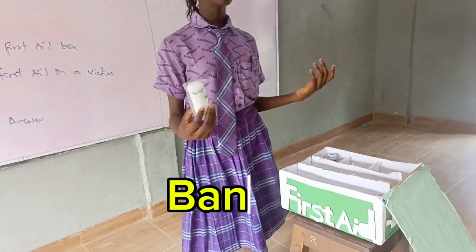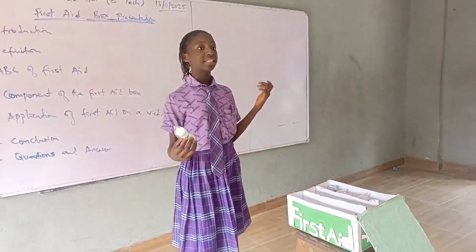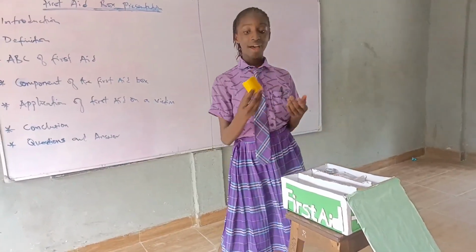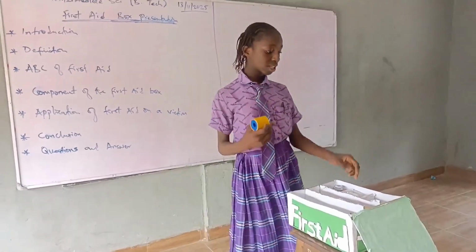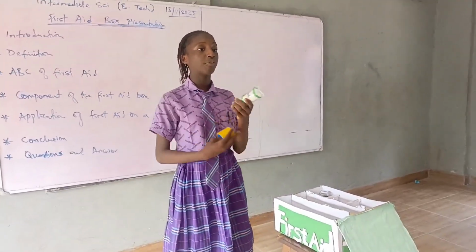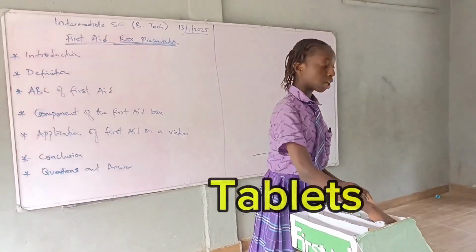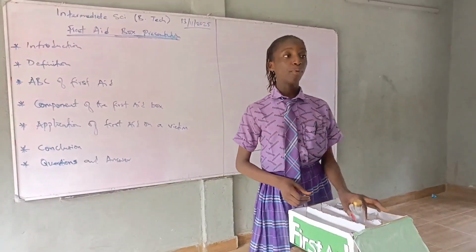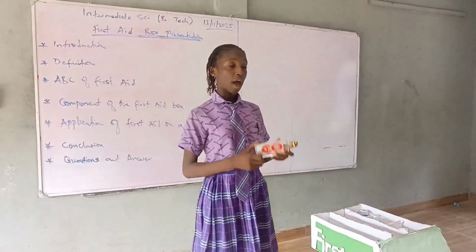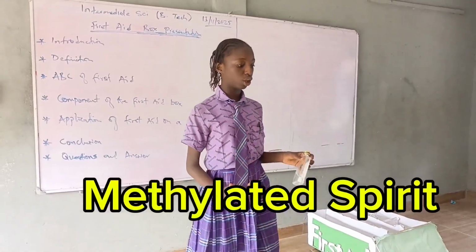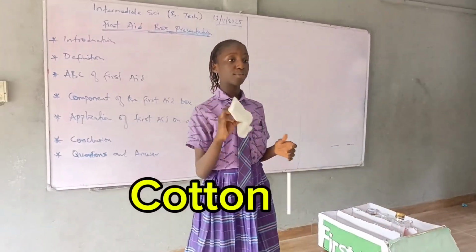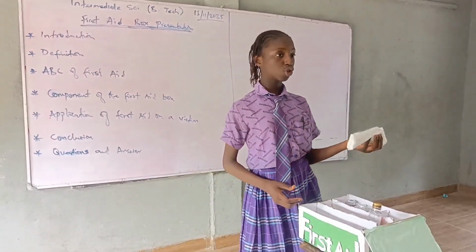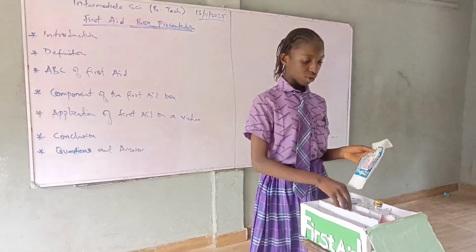We have the bandage. It is used for applying to fractures, cuts and broken limbs. We have the plaster. It's also like a bandage, but it is used for covering open wounds. We have tablets, which a victim can also take in case of any first aid problem. We also have methylated spirit. This is used for cleaning wounds. We have cotton bud. It is an absorbent material used for cleaning wounds, and it's also used in the hospital.